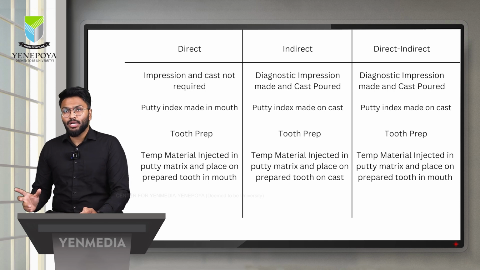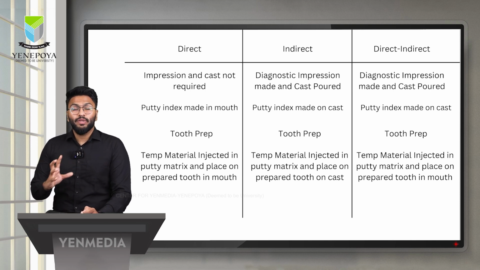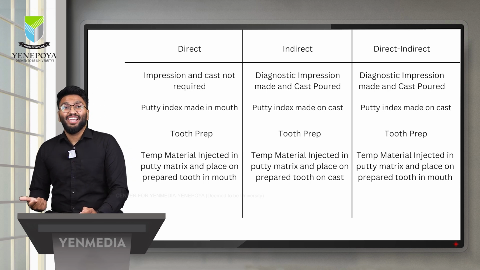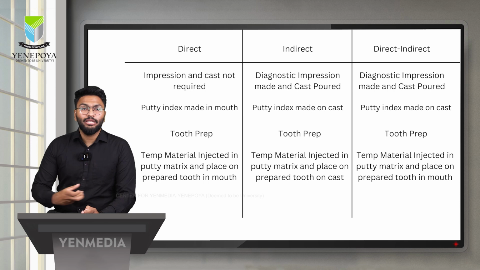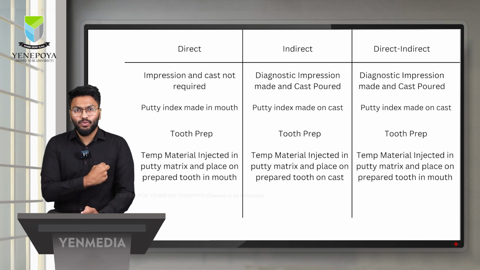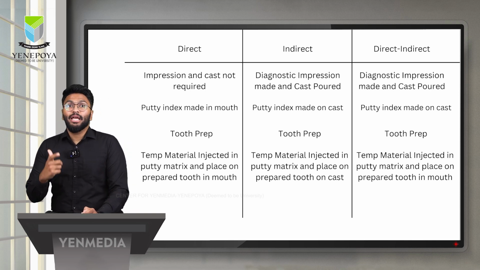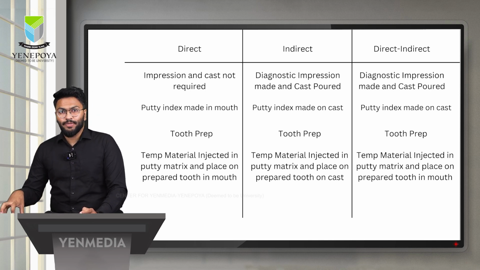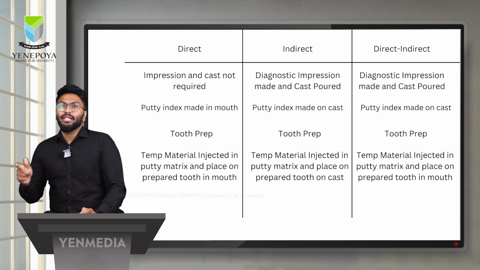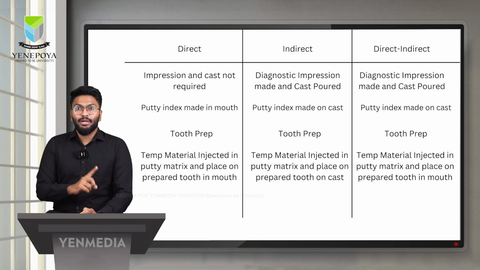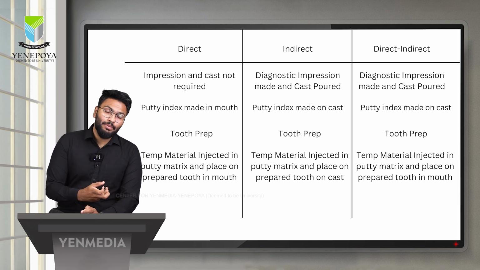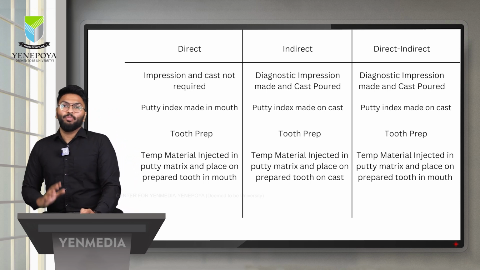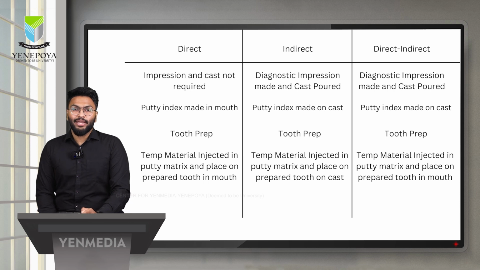So once the tooth preparation is done, in all three techniques: in the direct technique, the temporary material is injected in the putty matrix and placed directly in the prepared tooth in the mouth. In the case of an indirect technique, the temporary material is injected in the putty index and placed on the cast. In the direct-indirect technique, again the temporary material is injected in the putty index and placed in the prepared tooth in the patient's mouth. So this is the difference between all three. I hope you have understood these techniques.